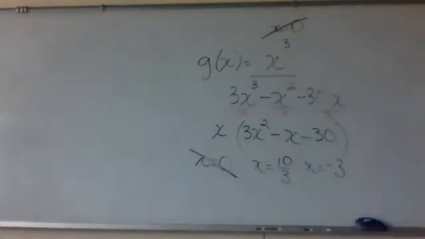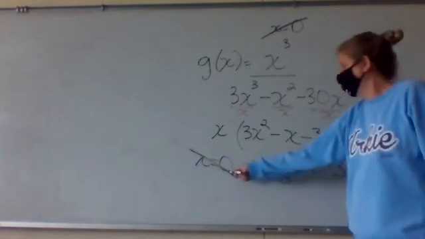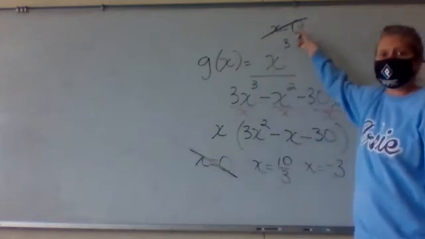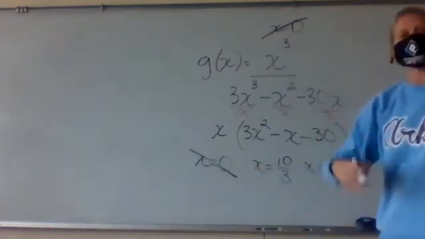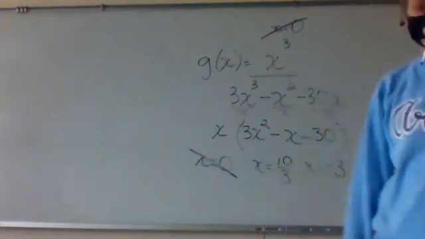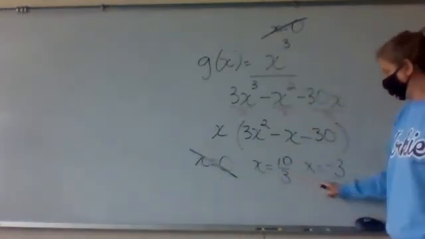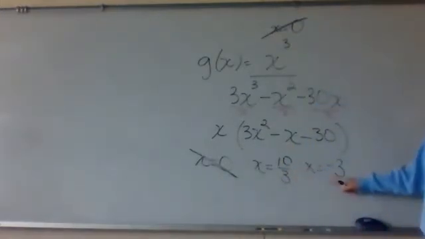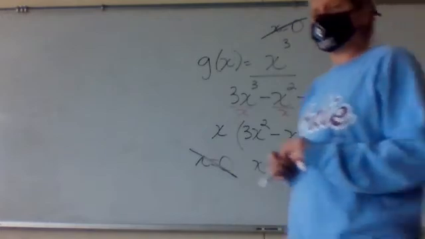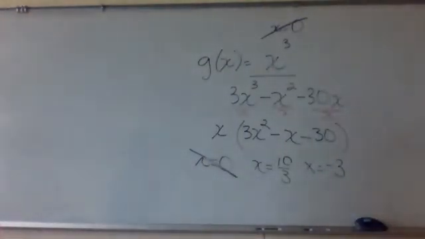So even though it was a 0 of the denominator, since it also is a 0 of the numerator, it means it's not a vertical asymptote. So your only vertical asymptotes are x equals 10/3 and x equals -3. So that is the vertical asymptote part of this lesson.